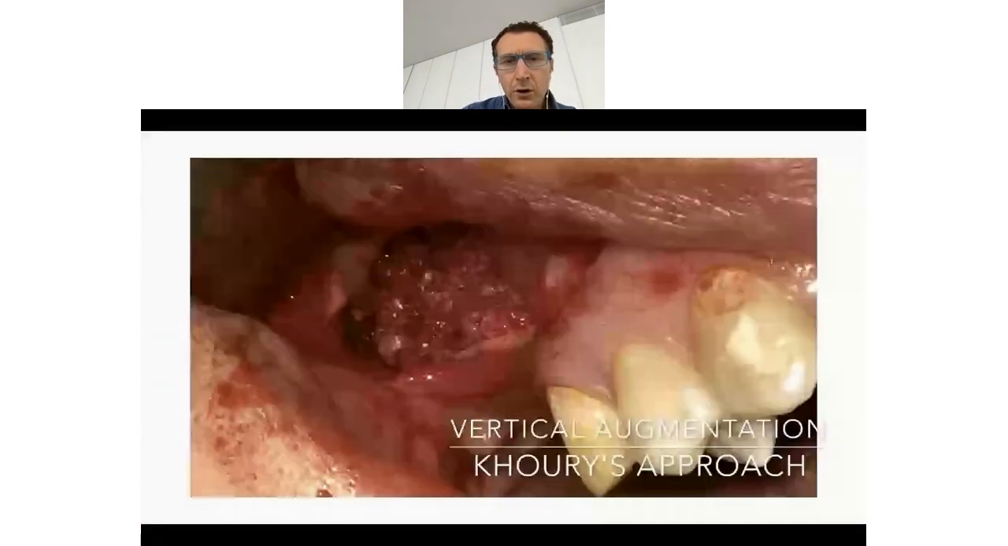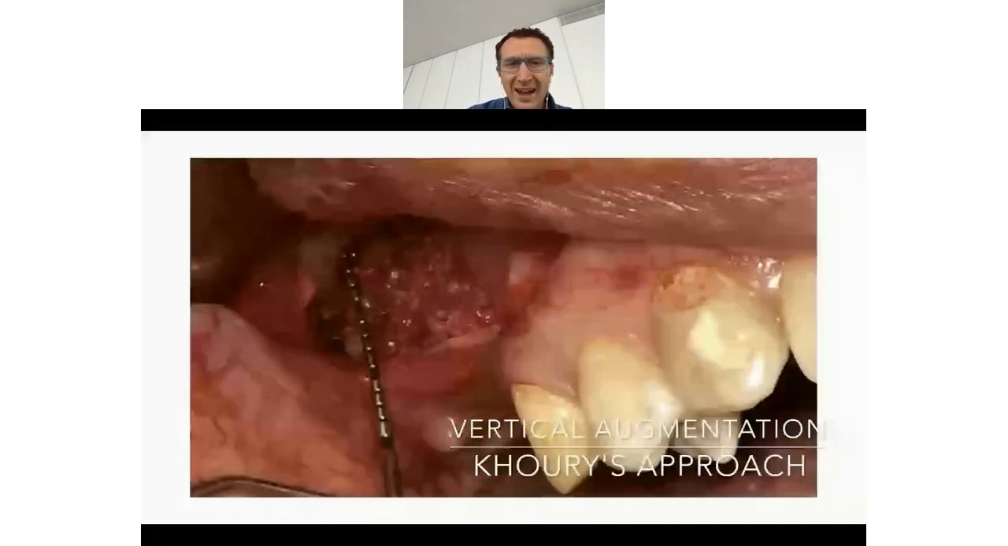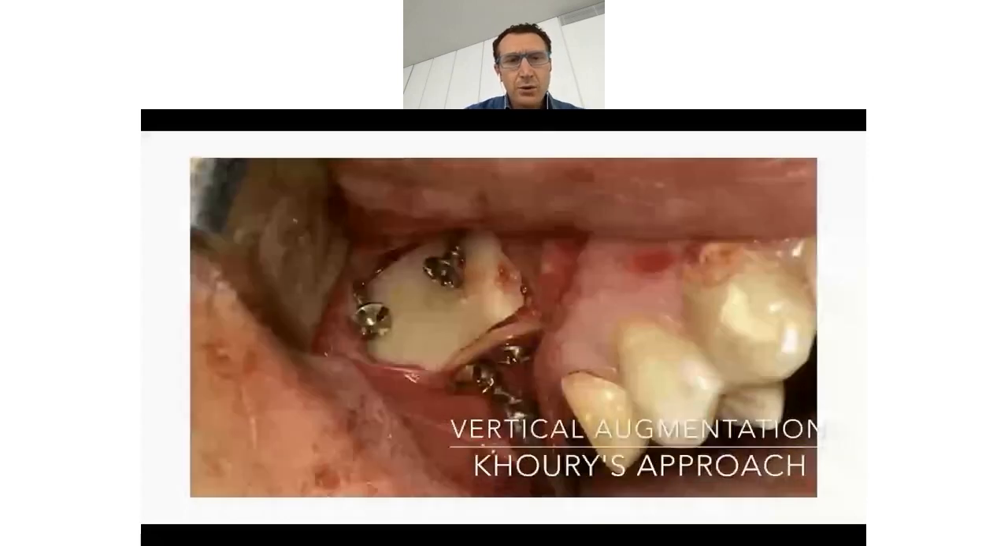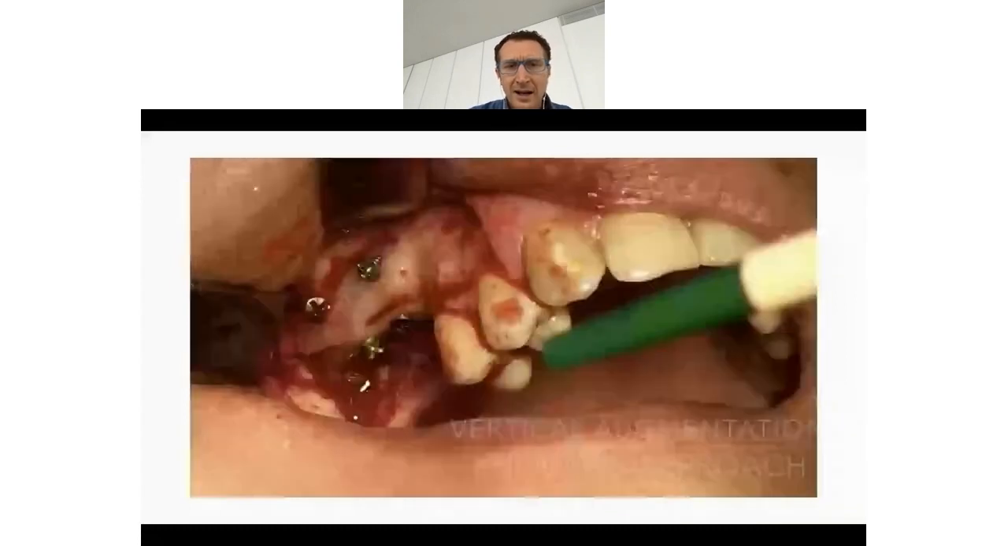So then we are performing a tunnel approach. We are placing the first occlusal lamina. We are going to have 10 millimeters vertical deficiency. This is with a tunnel approach because the mucosa was very bad in that area. The second lamina, and then we close the wound.